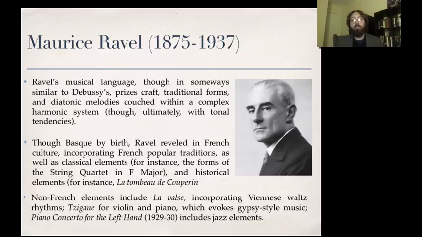He's also interested in historical elements. For instance, Le Tombeau de Couperin, the tomb of Couperin. Remember, Couperin is the sort of French harpsichord master of the late Baroque. Here, Ravel is referencing back to this old master and showing a compositional tradition there.